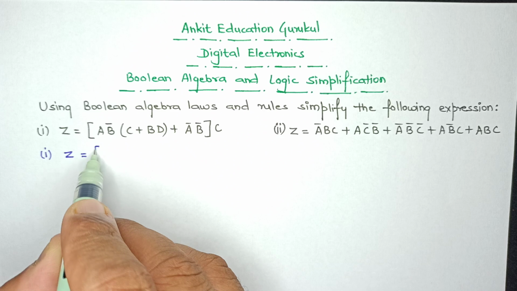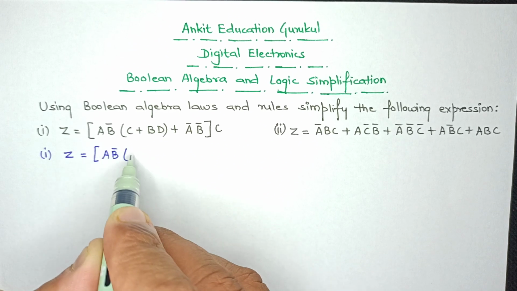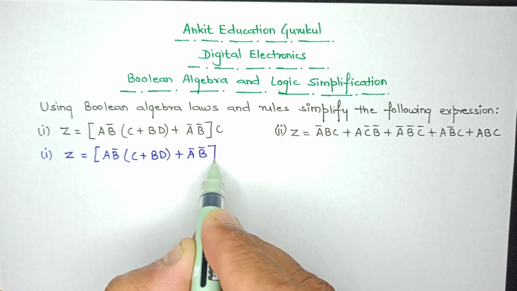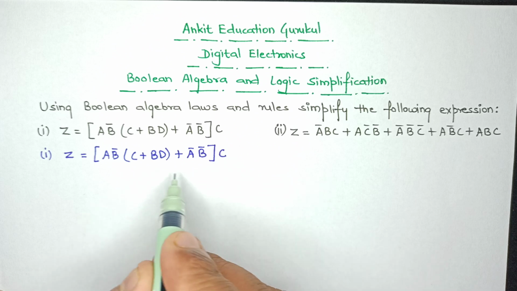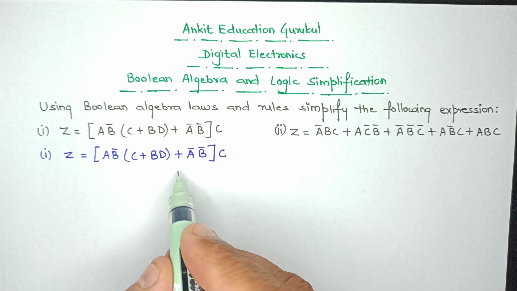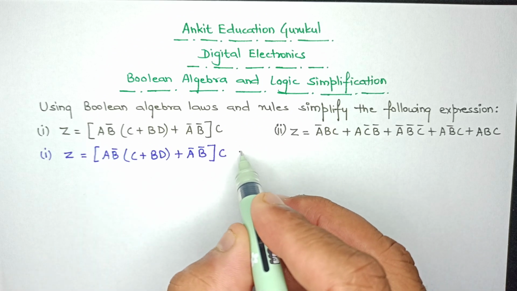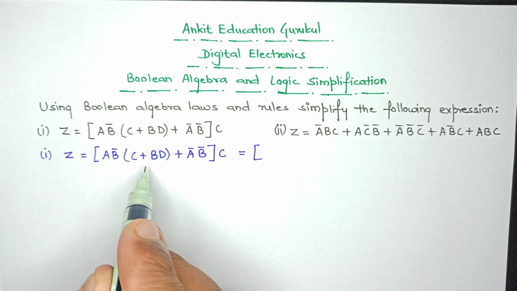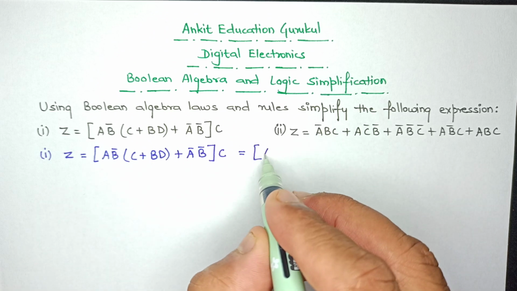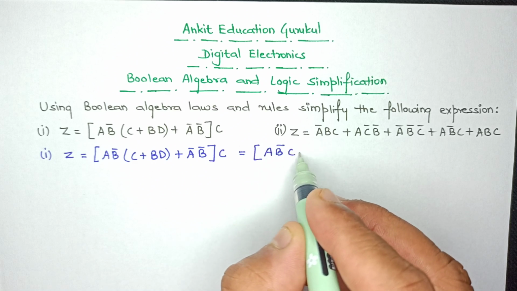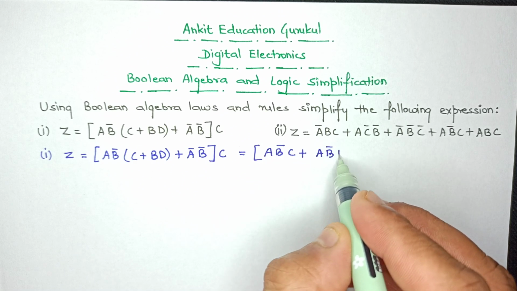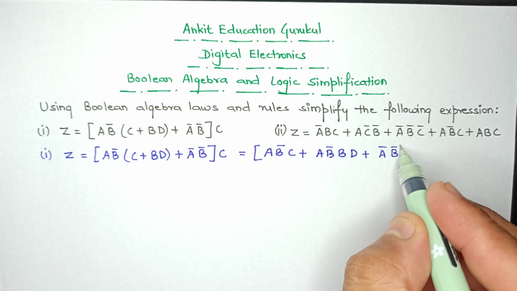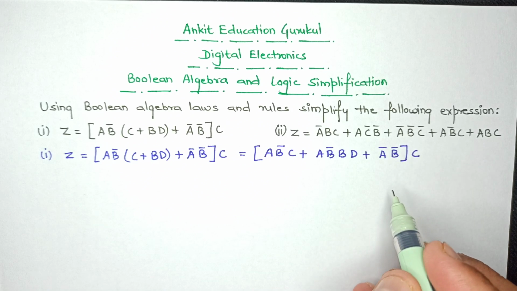Alright, so the first question at hand is AB bar multiplied by (C plus BD plus A bar B bar), and then this entire function is multiplied by C. In this expression, the first thing that we are going to use is the distributive property. So this would look somewhat like this. AB bar gets multiplied onto all these terms here. So this would be A B bar C plus A B bar B D plus A bar B bar, and then this entire expression is multiplied by C.